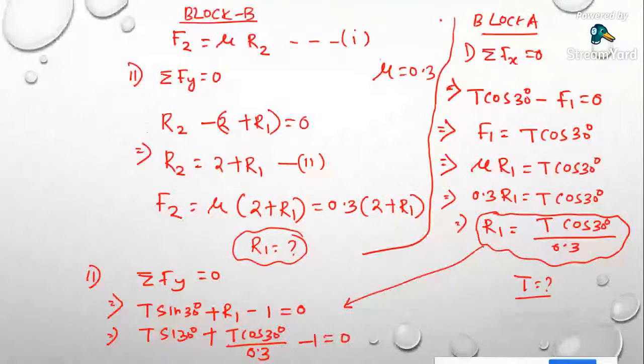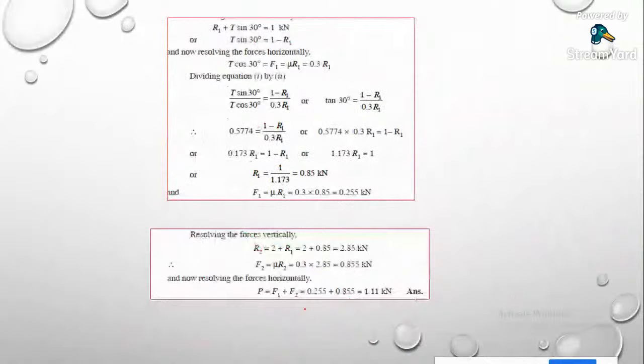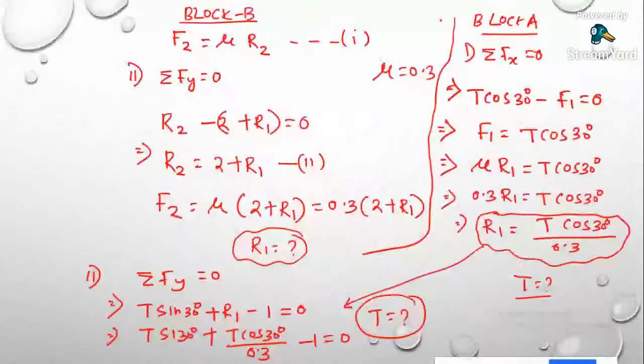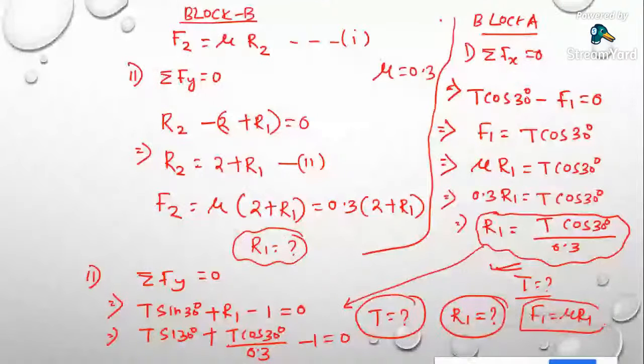If you solve this one, you can find out the tension developed in the string. After getting the tension in the string, you find out R1. After finding R1, you can find out F1. F1 will be equal to mu into R1. So F1 you can find out. After finding out F1, you can also find out F2, using 0.32. So F2 also you can find out.